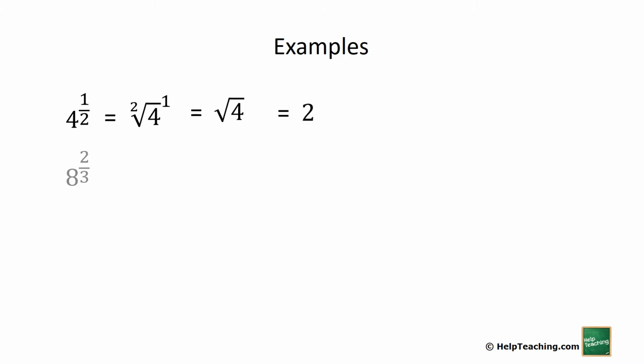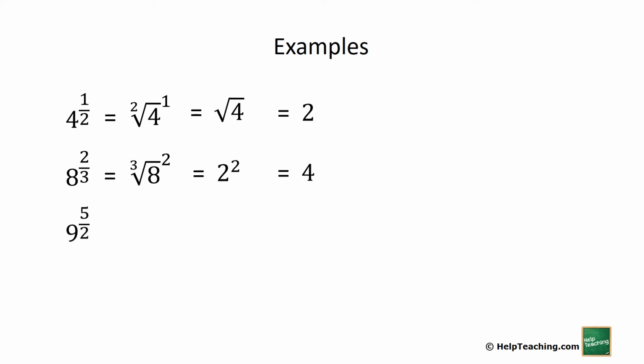A little bit trickier one. 8 to the power of 2/3. So our index becomes 3, our exponent 2. So what we need now is the cube root of 8. We know that 2 times 2 times 2 is 8. So 2 is the cube root of 8. And we leave that squared for now. So the next step is to apply our exponent and square it. 2 squared is 4. And there is our answer.